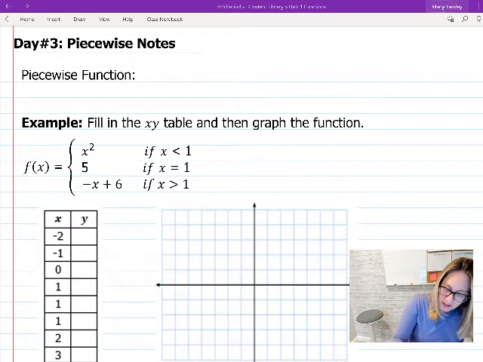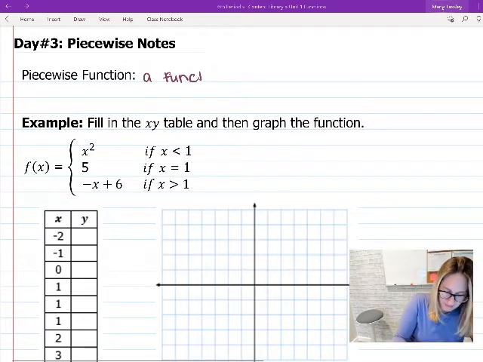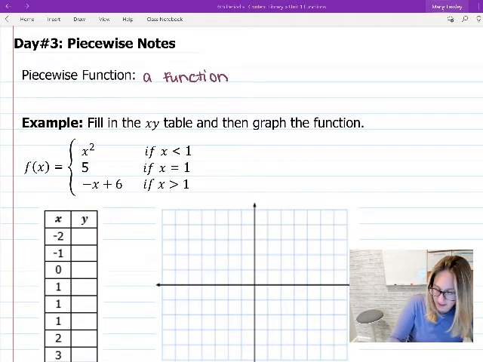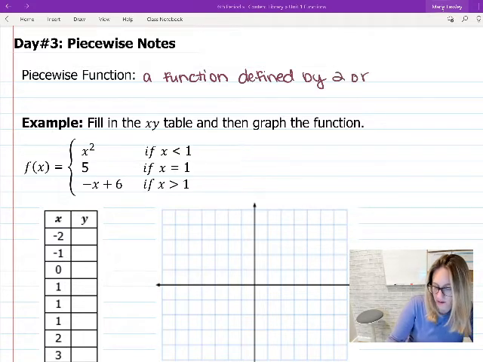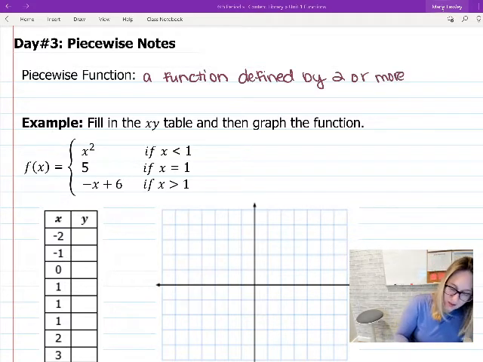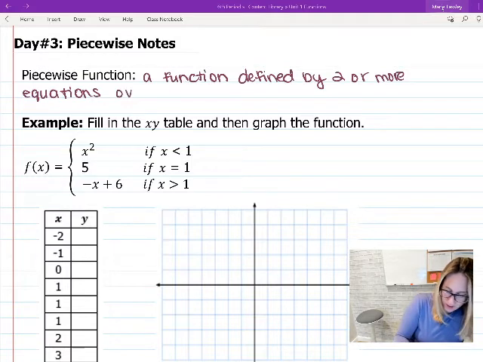It's a function that is defined by two or more equations over a specified domain.